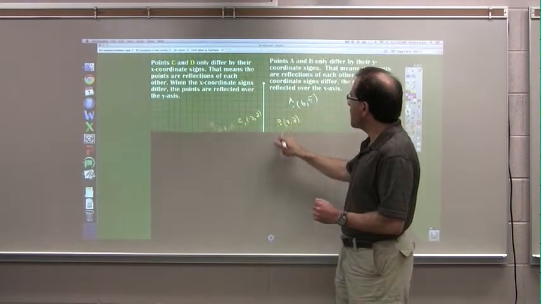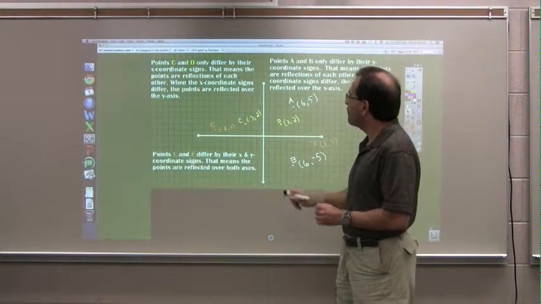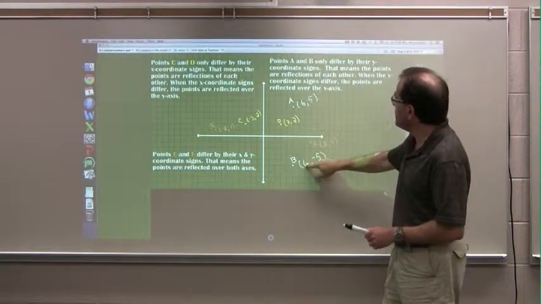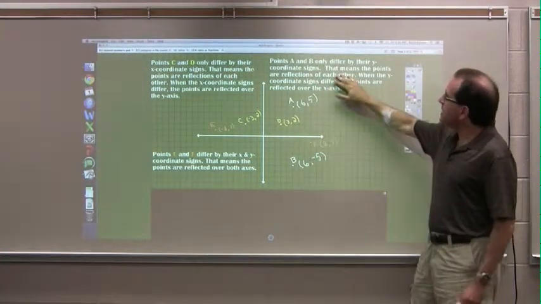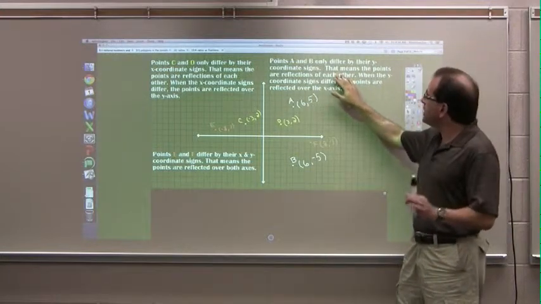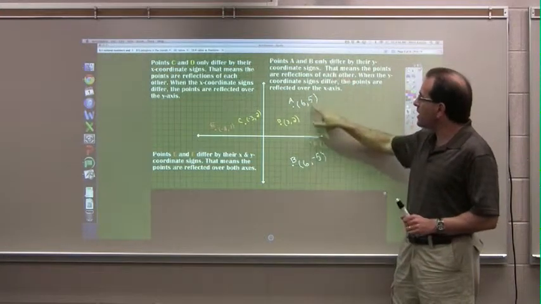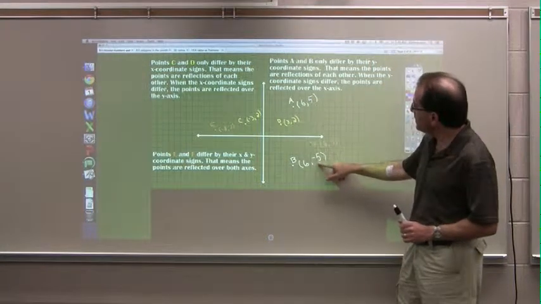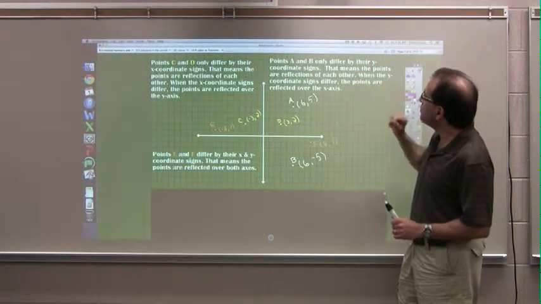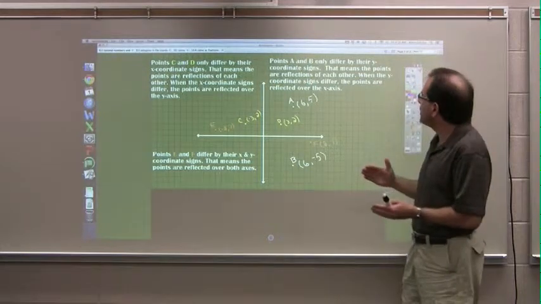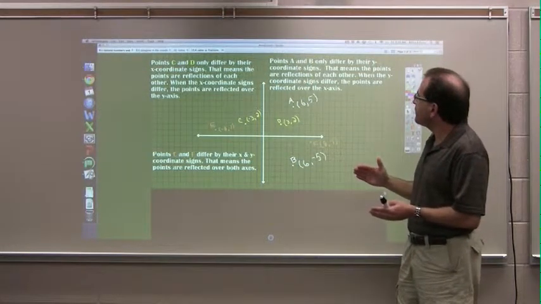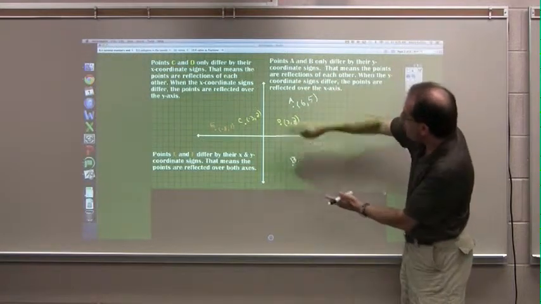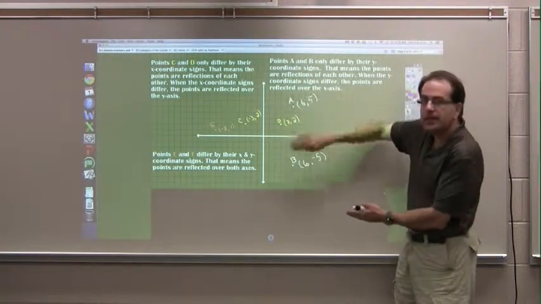So, there's a lot going on in this graph. I tried to color code it for you. Let's look at points A and B first. A and B, the coordinates only differ by their y-coordinate signs. You'll see that this is a 5 and this is a -5. That's the only difference. That means the points are reflections of each other. When the y-coordinate sign is different, the points are reflected over the x-axis, meaning they can flip over the x-axis. They're reflected in this way.